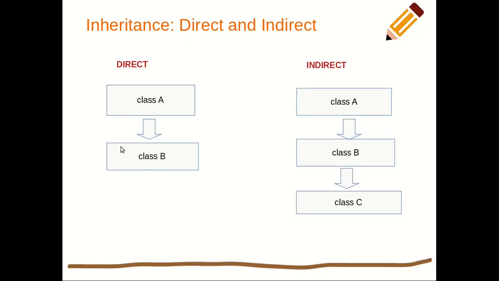If class B inherits from class A, that's a direct inheritance. What about indirect inheritance? Given the fact that class B has inherited from class A, if class C inherits from class B, then we have an indirect inheritance. Here the assumption is class B has already inherited a method from class A, and the same method is being inherited by class C. So that's the indirect inheritance.